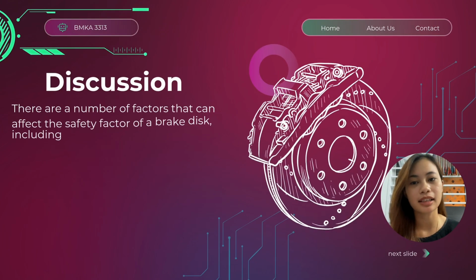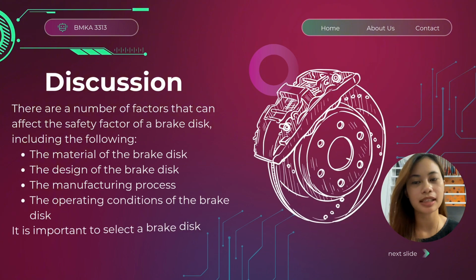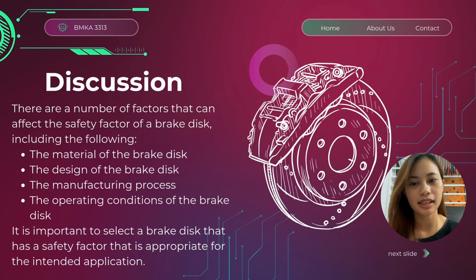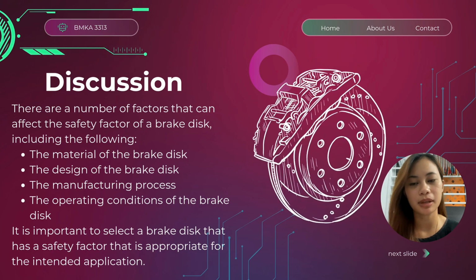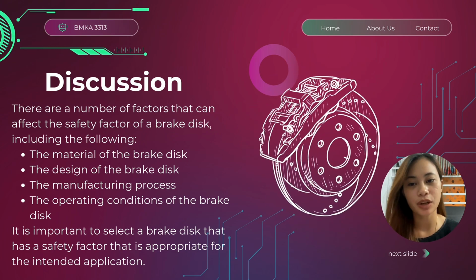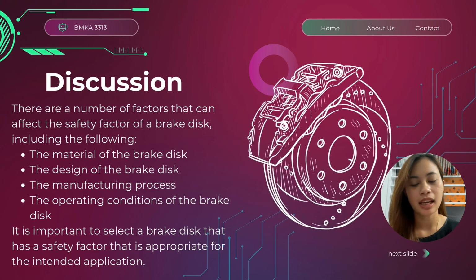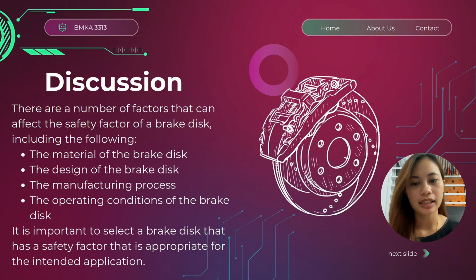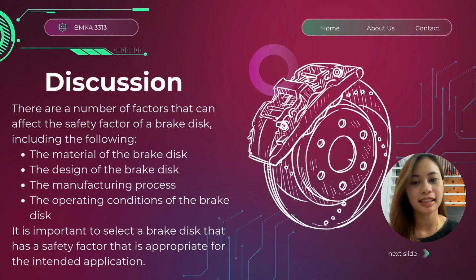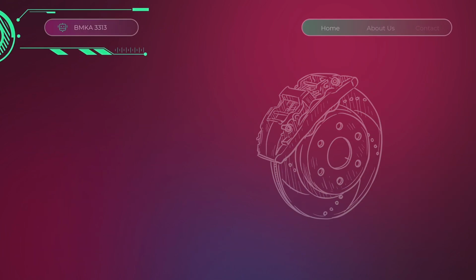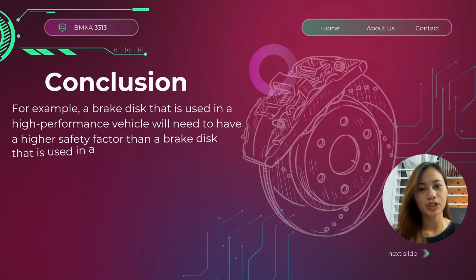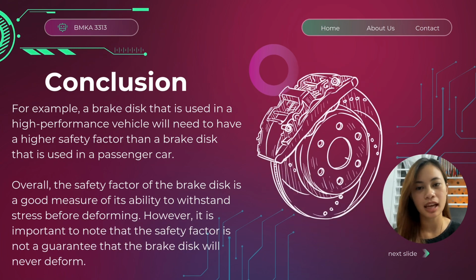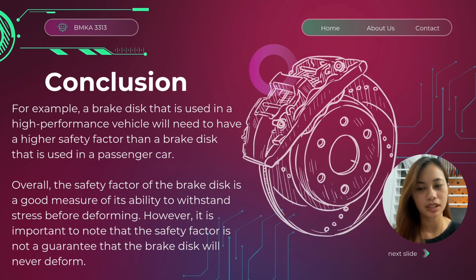Next, there are a number of factors that can affect the safety factor of a brake. These include the material of the brake disc, the design of the brake disc, the manufacturing process, and the operating conditions of the brake disc. It is important to select a brake disc that has a safety factor appropriate for the intended application. For example, a brake disc used in a high-performance vehicle will need a higher safety factor than a brake disc used in a passenger car.